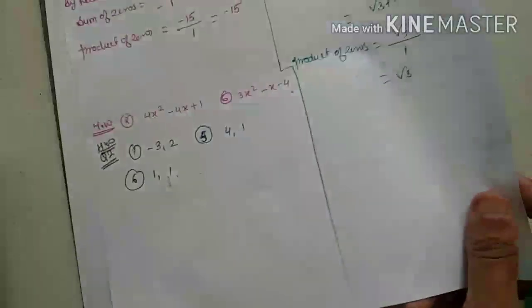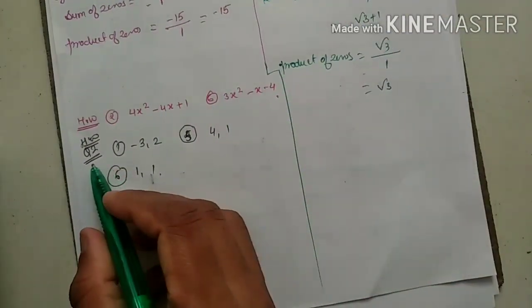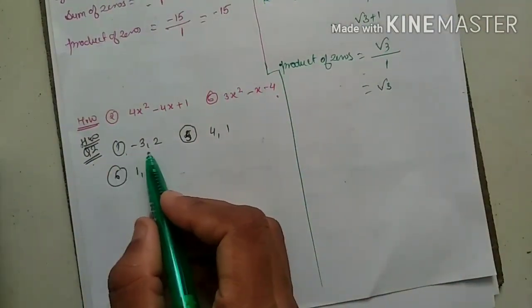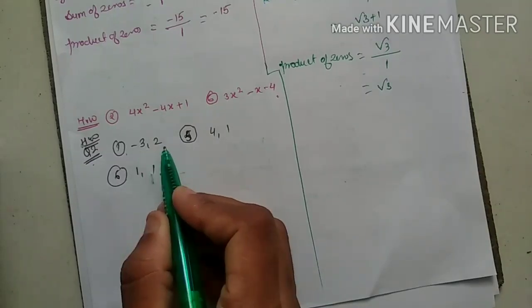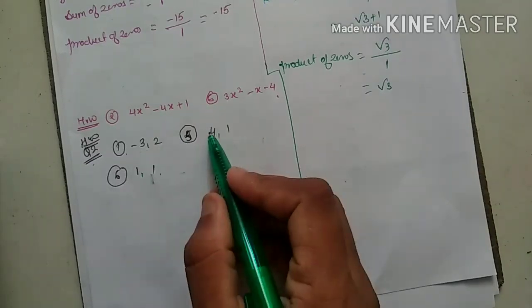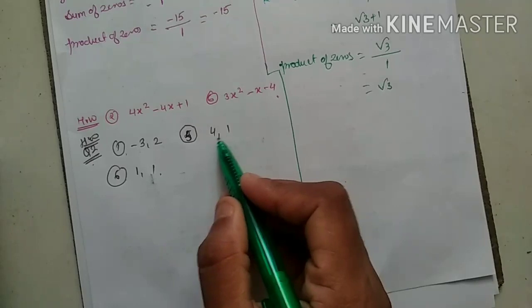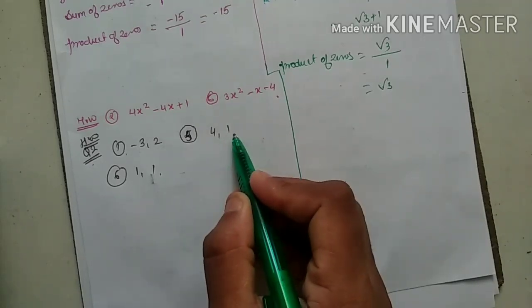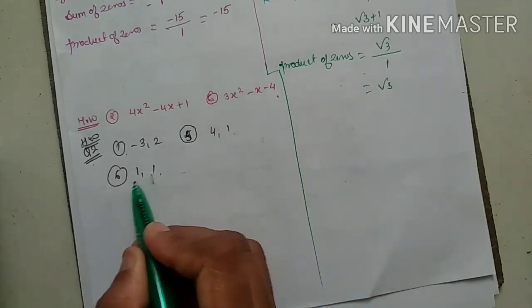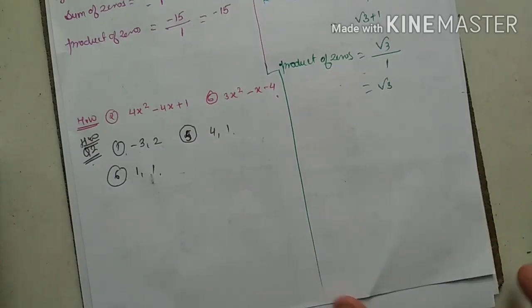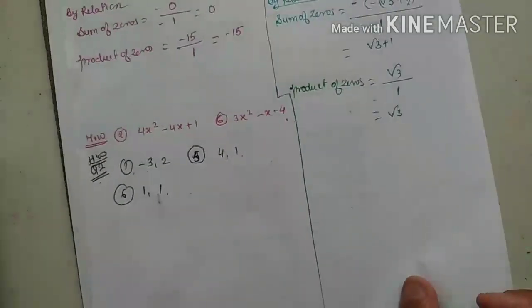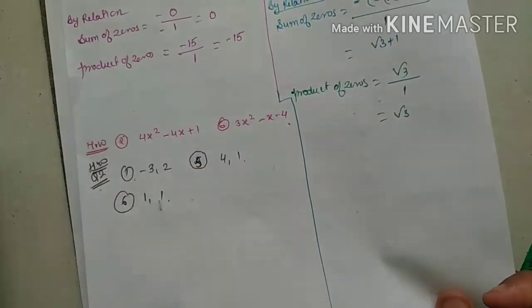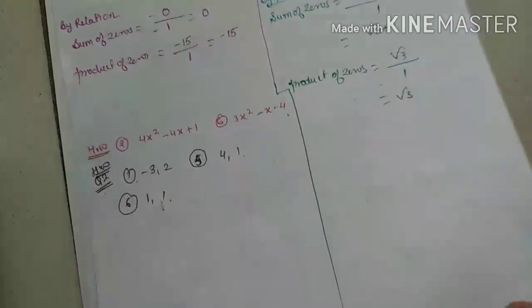Now come to the homework questions of this question number 2. In question number 2, you have to do question 1: minus 3, comma 2. This is your sum of zeros and this is your product of zeros. In question number 5, you have to do 4 and 1. This is your sum of zeros, and 1 is your product of zeros. Again 6: 1, 1 and 1. Okay, apply, try, you will get your answer properly. I believe that you are practicing harder. Okay, right now you are in 10th class, so do the practice.